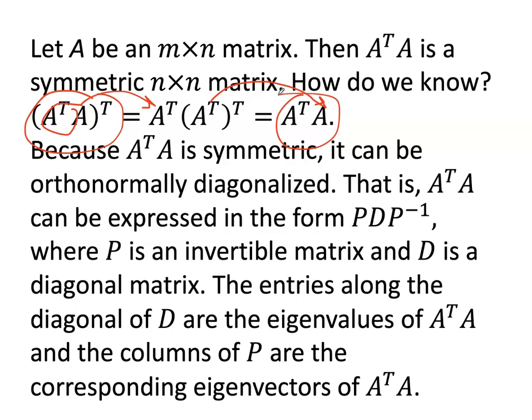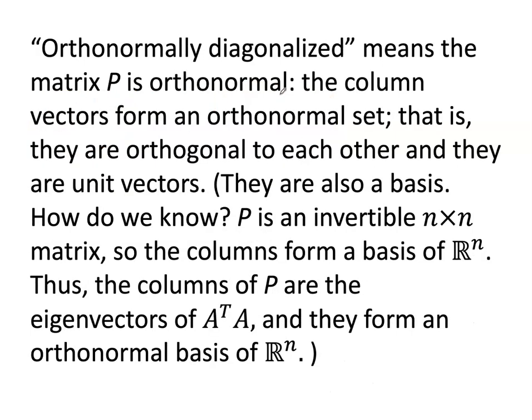Because A transpose A is symmetric, it can be orthonormally diagonalized. That is, A transpose A can be expressed in the form P, D, P inverse, where P is an invertible matrix and D is a diagonal matrix. The entries along the diagonal of D are the eigenvalues of A transpose A, and the columns of P are the corresponding eigenvectors of A transpose A.